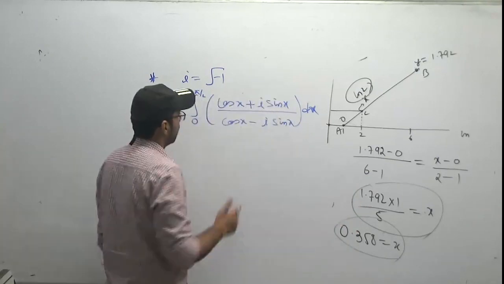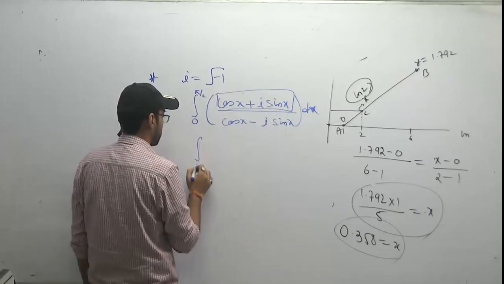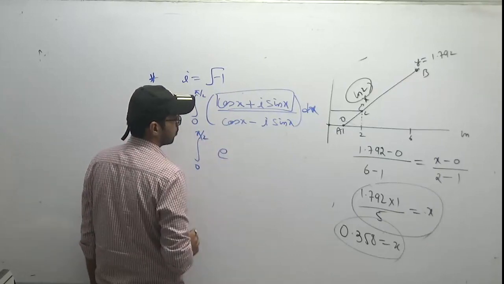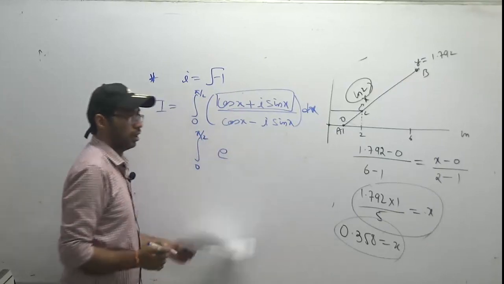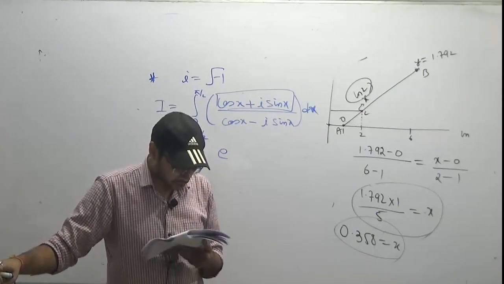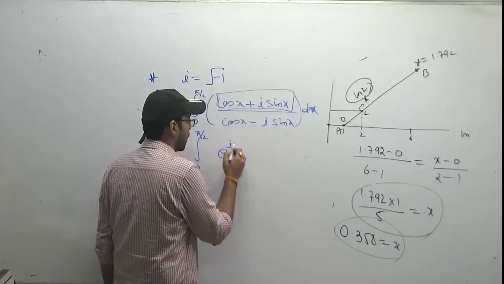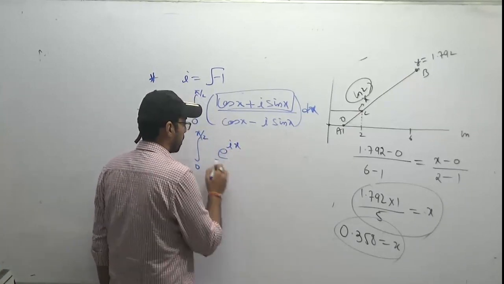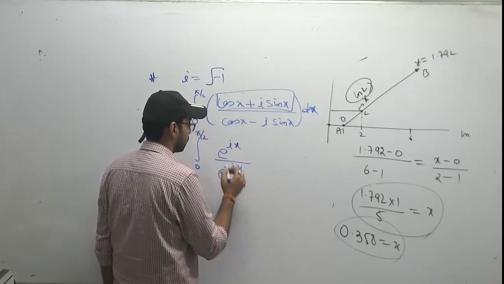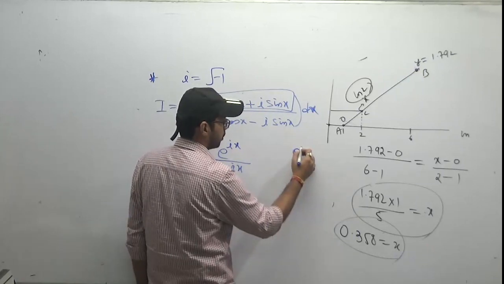So I can write this as what? Integration from 0 to pi by 2 of e raised to the power... Tell me, how can I write this thing? They have given the integration, na? Yes. So we can write e raised to the power iota x divided by e raised to the power minus iota x.